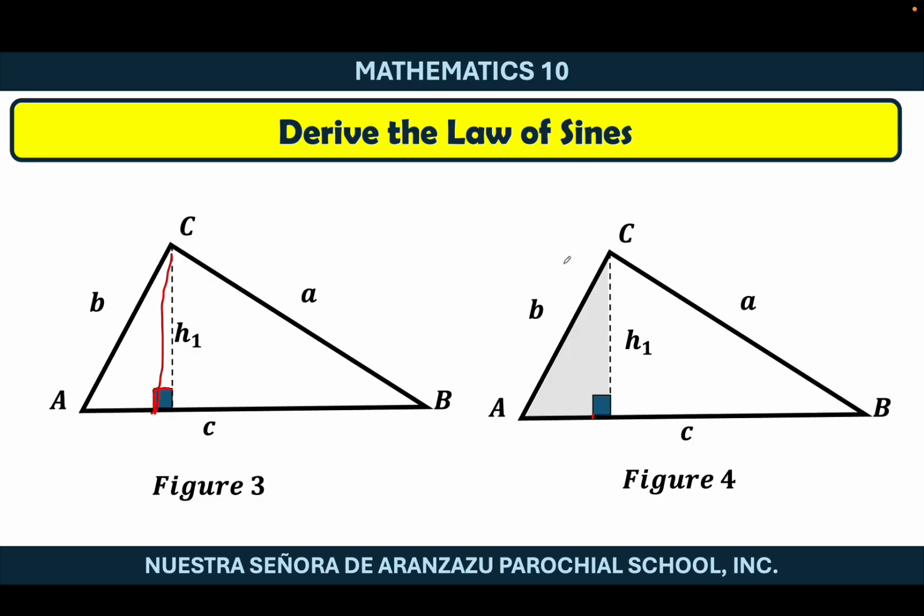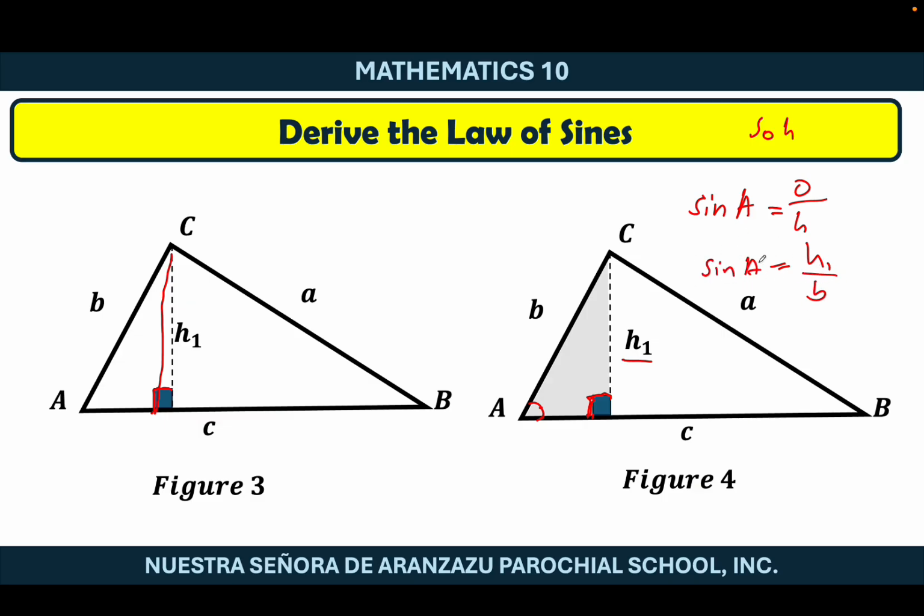In a right triangle, what trigonometric formula can we use? SOHCAHTOA. If we are going to solve for sine A, what will be the solution? We need to know the opposite and the hypotenuse. So for sine A, what is the opposite? The side across from it, this h sub 1. What is the hypotenuse? The side opposite the right angle of our right triangle, which is side b.